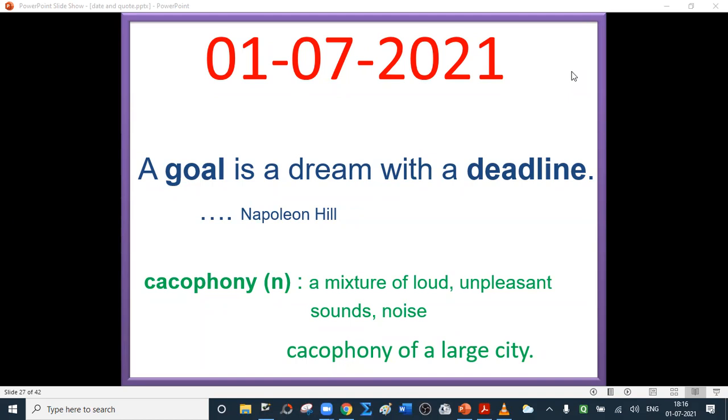Today's word is cacophony: a mixture of loud, unpleasant sounds, noise. The cacophony of a large city.